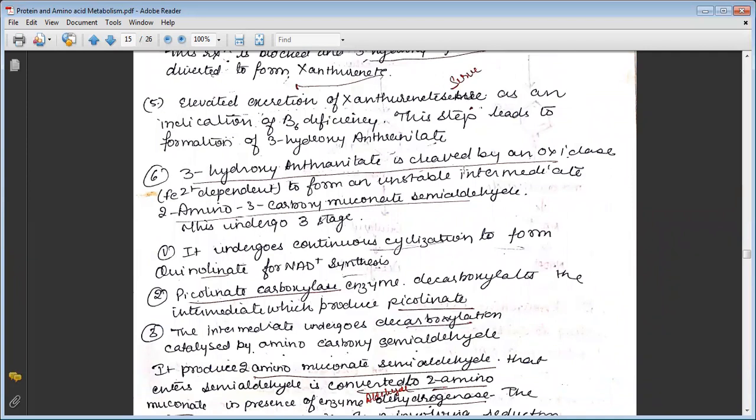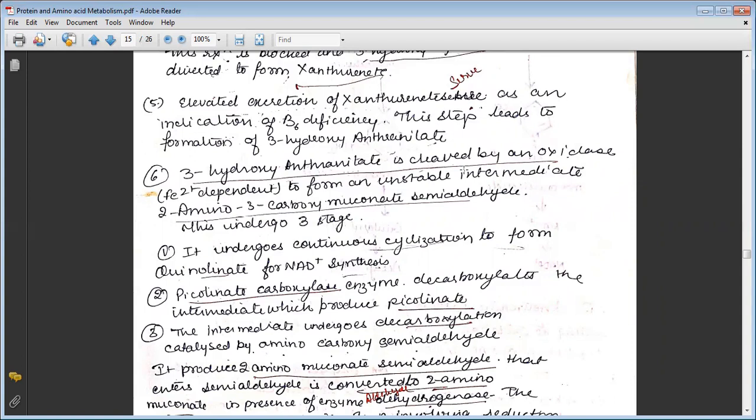3-hydroxyanthranilate is cleaved by an oxidase, ferrous dependent, to form an unstable intermediate 2-amino 3-carboxymuconate semialdehyde. This undergoes three fates. The third one, it undergoes spontaneous cyclization to form quinolate for NAD+ synthesis. Picolinate carboxylase enzyme decarboxylates the intermediate which produces picolinate. The intermediate can also undergo decarboxylation catalyzed by aminocarboxymuconate semialdehyde decarboxylase. It produces 2-amino muconate semialdehyde.